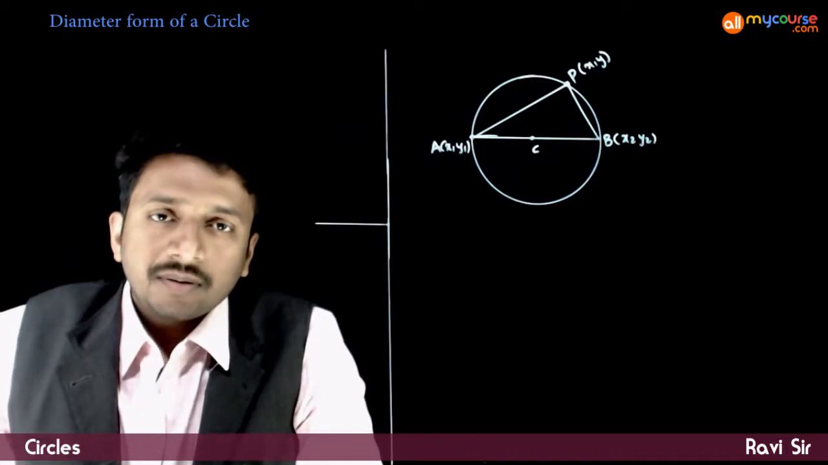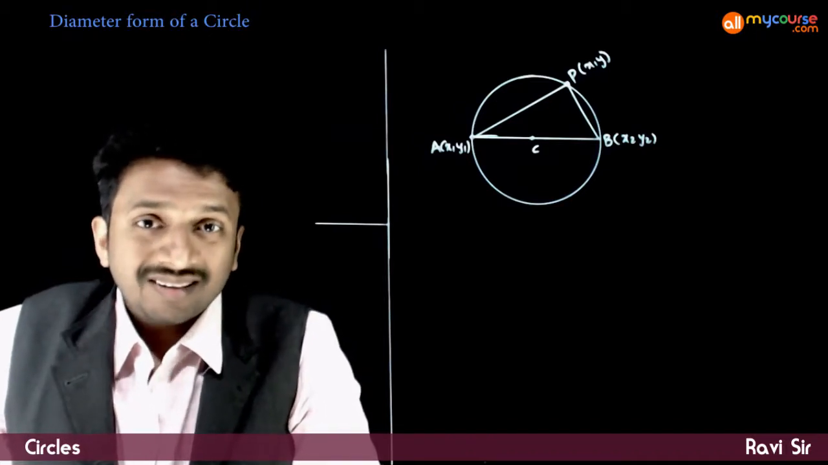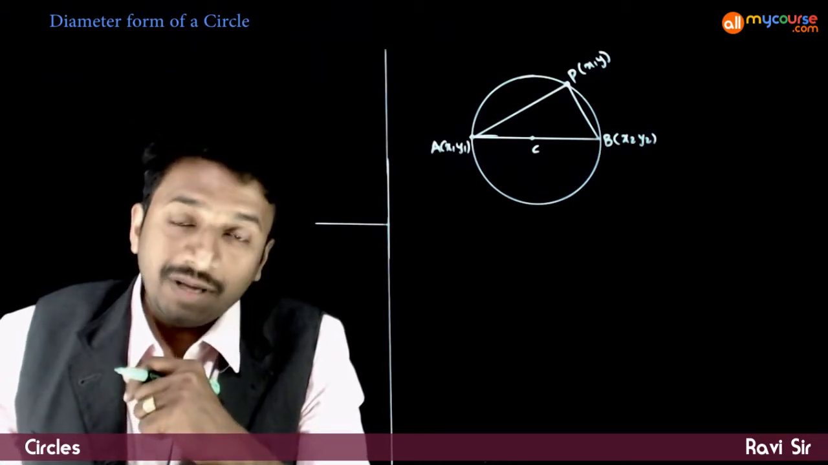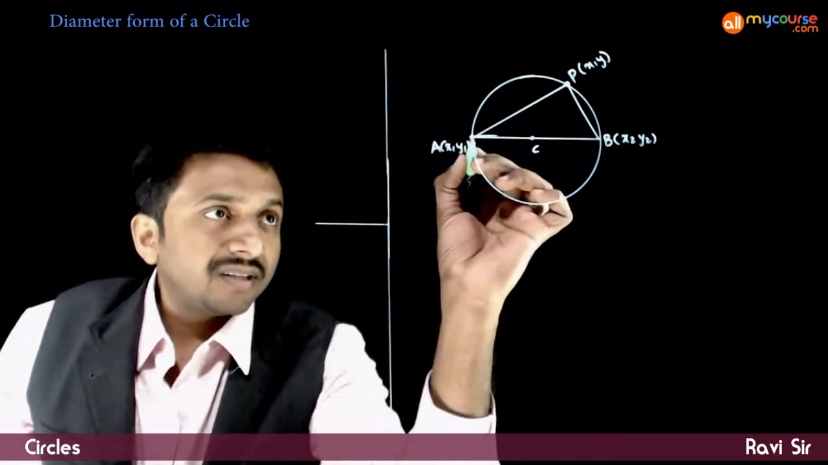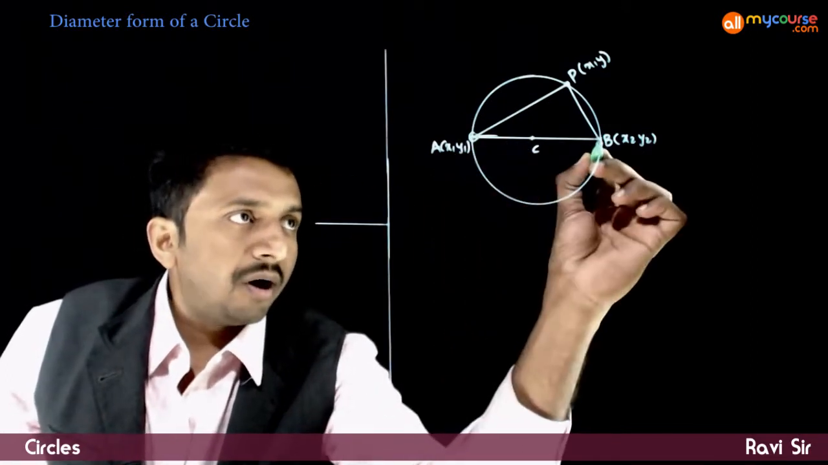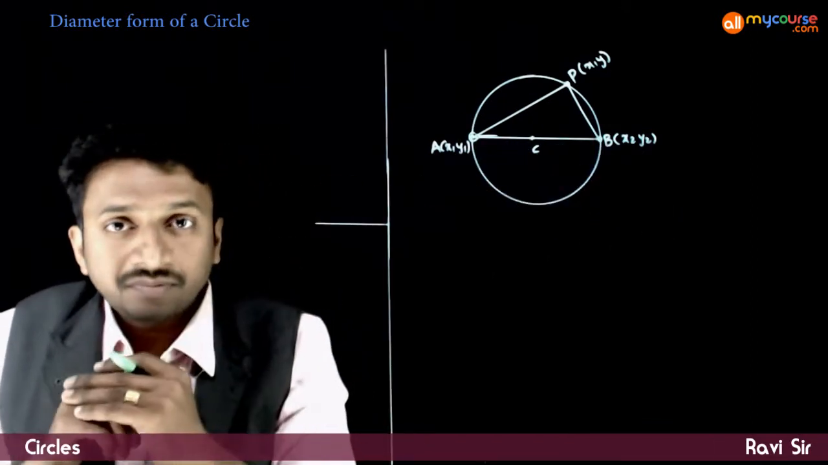Welcome students. In this video, let us look at the diameter form of a circle. That means, if for a circle, any two endpoints of a diameter are given to you.